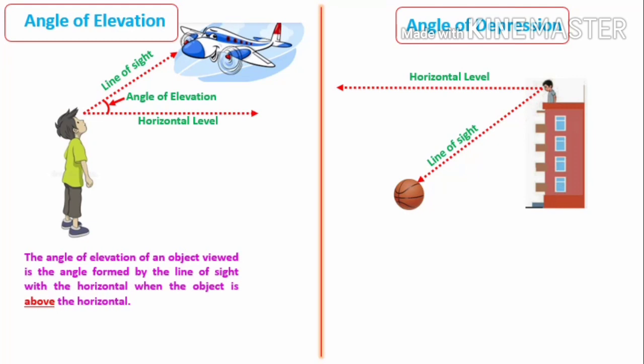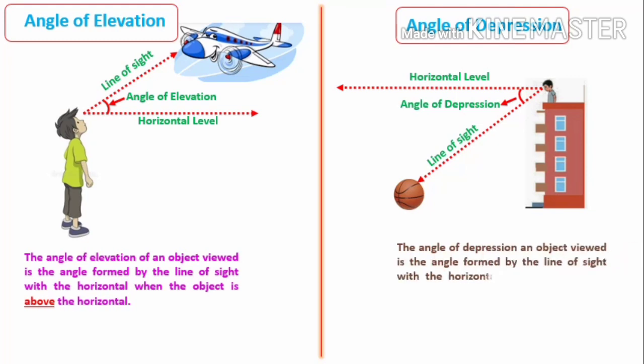And here also the definition is same, the angle between the horizontal level and the line of sight, provided the object is below the head or below the eye level, or simply if you say below the horizontal level. So the angle of depression of an object viewed is the angle formed by the line of sight with the horizontal when the object is below the horizontal. So here you must remember the word below the horizontal. So angle of depression will be formed when the object is below the horizontal, and angle of elevation will be formed when the object is above the horizontal.